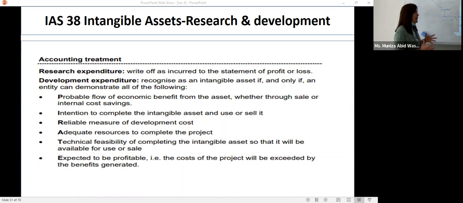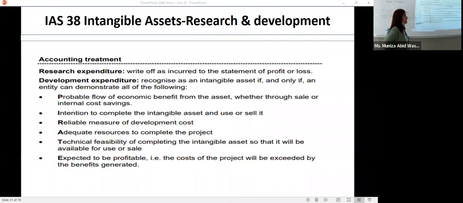Then the third one, reliable measure of the development cost. The cost which we are incurring must be able to be reliably measured. And this is a condition for normal intangible assets as well. So if we are not able to reliably measure the amount of the development cost, then it is not meeting the criteria. What is reliable measurement? The amount which we are spending as the development cost must have certain evidence generated for it. There is an invoice for the particular expenses which we are incurring.